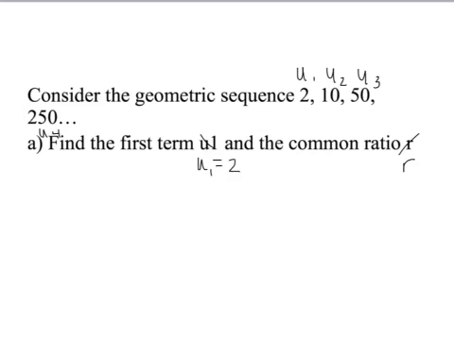Then for the common ratio, we need to think about how I get from one term to the next. 2 times what equals 10? 2 times 5 is equal to 10. And then 10 times 5 is equal to 50. And then 50 times 5 is equal to 250. So the common ratio clearly is 5.